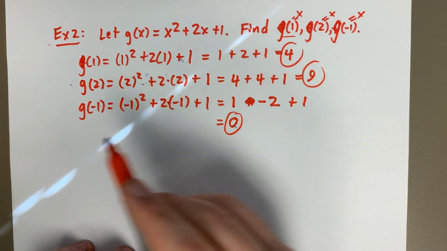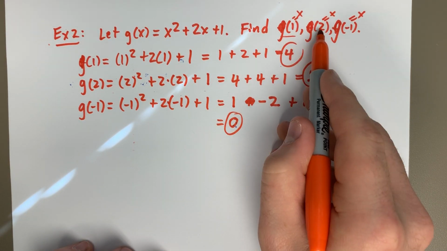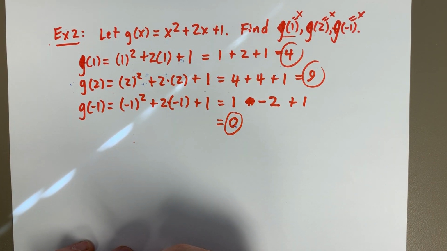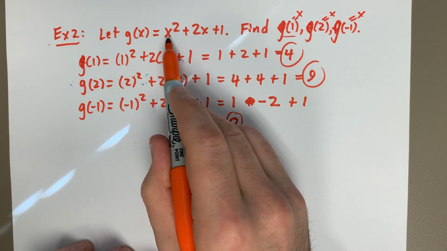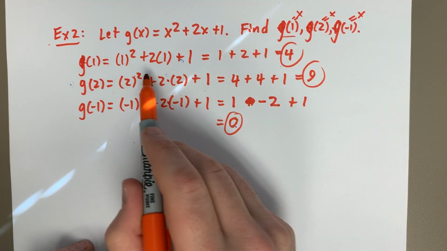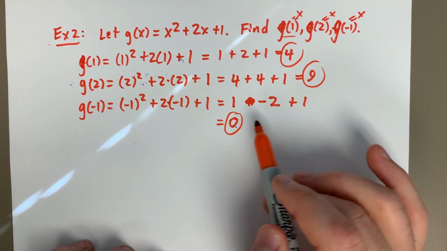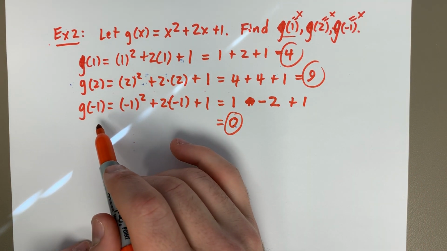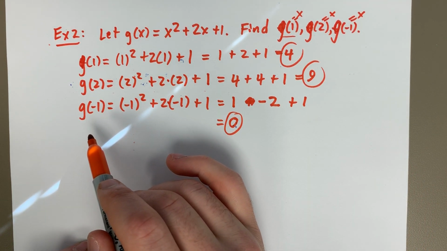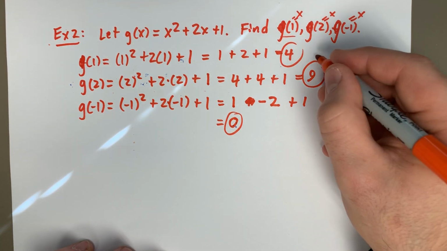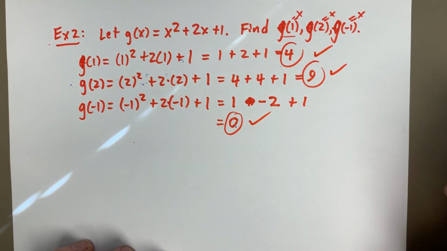So all we did here is note that the things I'm plugging into my function are x values. So I'm going to replace x with each of these different x values and then simplify. That'll give me the value of my function, aka the y values, right? So we've done what we set out to do. We found the value at 1, 2, and minus 1, and with that we are done with this example.